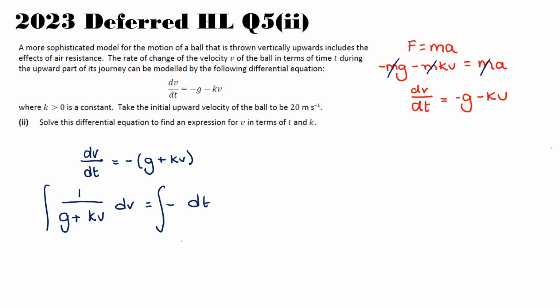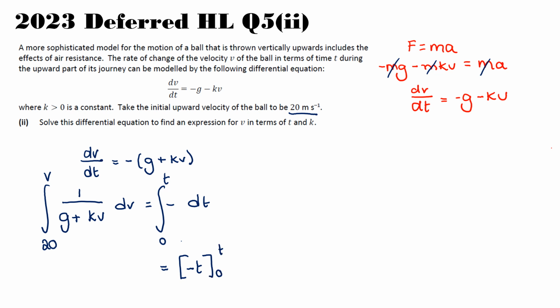And we're going to integrate both of these. We're told that the initial upwards velocity is 20. So when t is 0, we have velocity of 20. And we're trying to figure out when the time is t, what will be an expression for v. So that right-hand side is very straightforward. It's going to be minus t. So I like to leave my minus on that side, but it's absolutely fine to bring it to the left if you want.